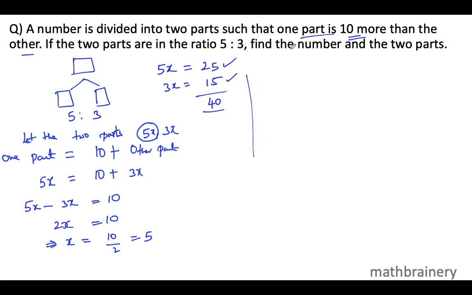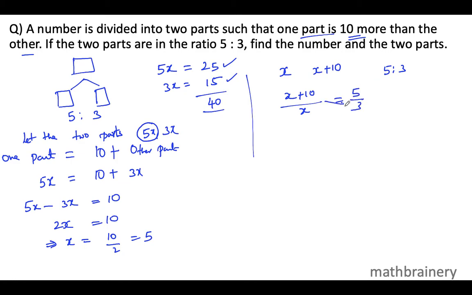What is given? One part is 10 more than the other. If I assume one part as x, then the other part will be x plus 10. So the bigger part is x plus 10 and the smaller part is x here. Now what is also given? These two parts are in the ratio 5:3. So that means this bigger part by smaller part must be equal to this ratio 5/3.